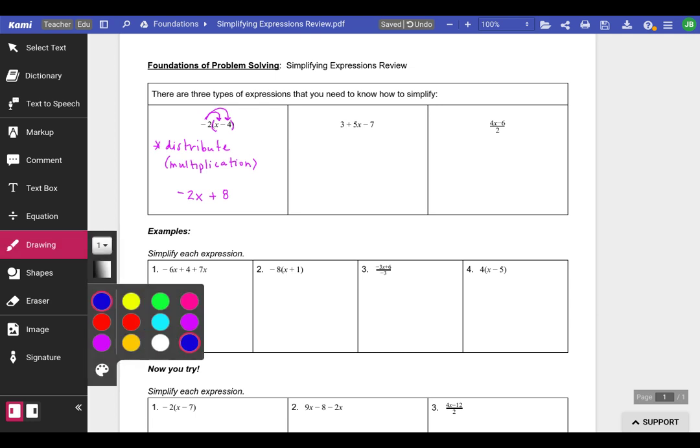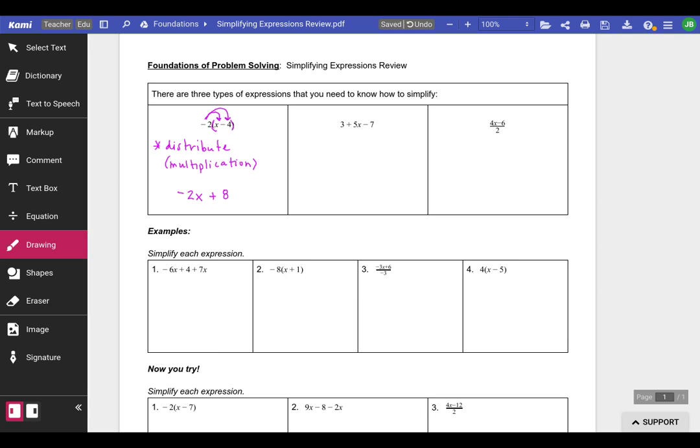So the next type we have looks like the second one here. And here you can see I don't have any parentheses, so I don't need to distribute. But I notice I have one term that has an x, and it's the only one that has an x. But then I notice I've got two numbers. I've got a 3 and I've got a -7. And that's a problem we know how to do.